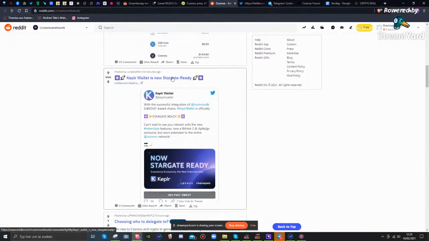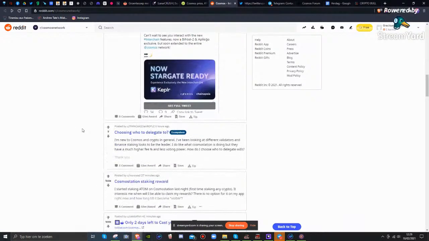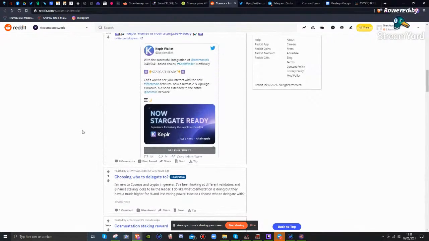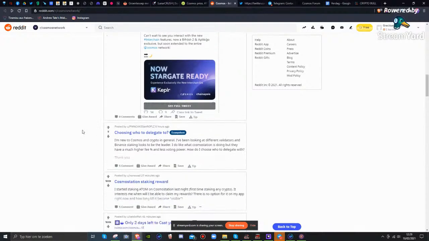Keplr wallet is now Stargate ready. Okay, so a new wallet that can be used, the Keplr wallet, which now accepts Cosmos. Always nice to see. That's one of the reasons I like to browse through the social media and through the community pages, because you can get much more information that way than is being let on through the official websites themselves or from the developers from time to time.